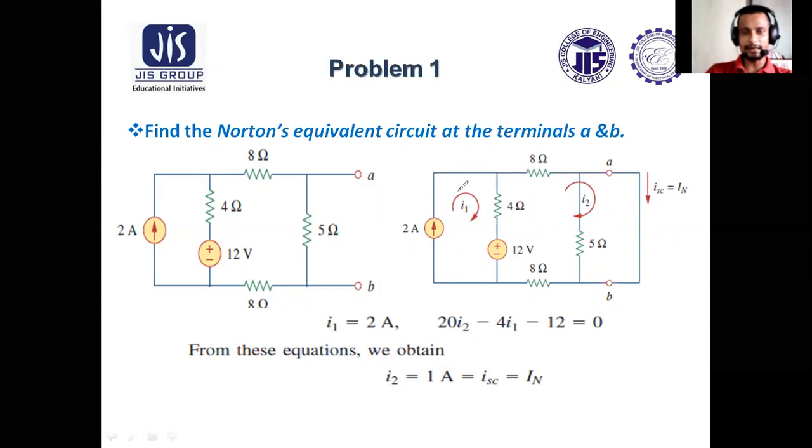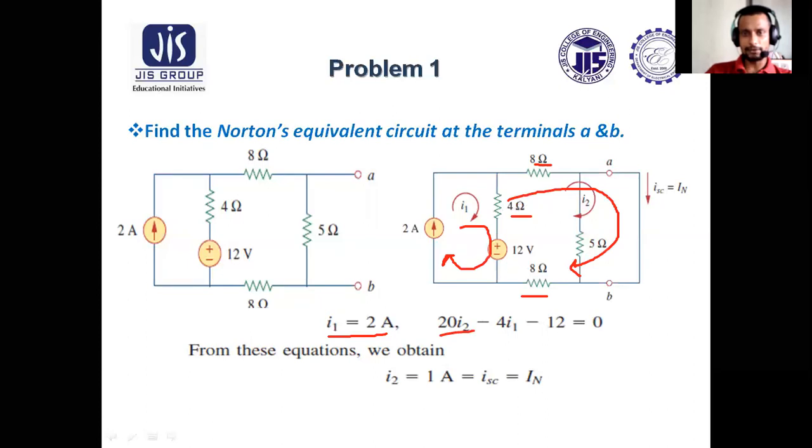Now, as this loop is considered, so applying mesh analysis, this loop or this mesh involves a super mesh. For this super mesh, I1 is this, so I1 should be equal to 2 ampere. So I1 is 2 ampere. Now if we apply KVL in this loop, what will be the KVL equation? This is 4. So 4 (I2 minus I1) plus 8 I2 plus 8 I2. So 8, 8, 16, plus 4 is 20 I2.